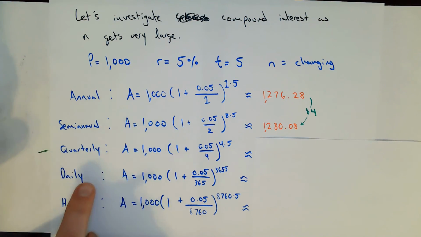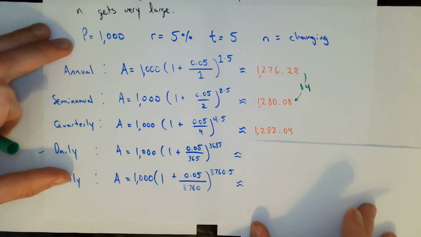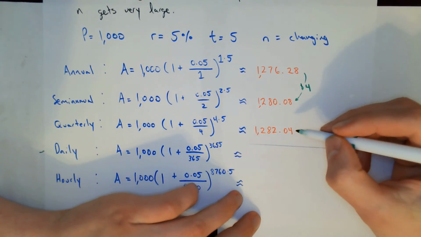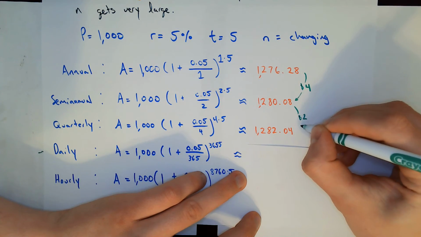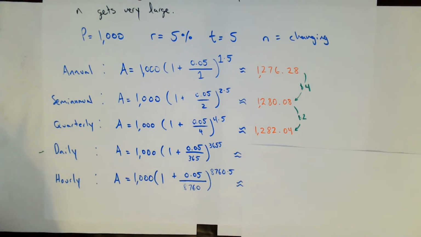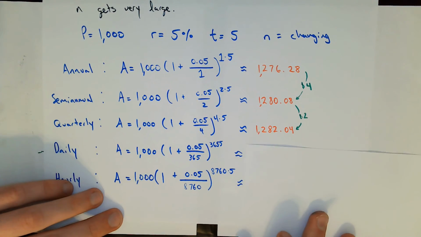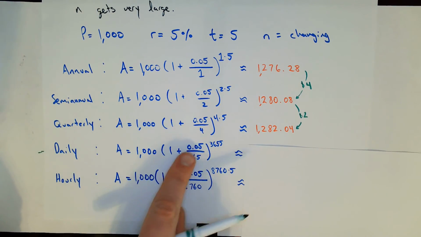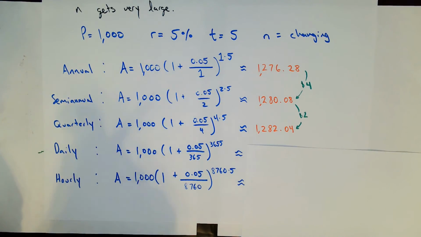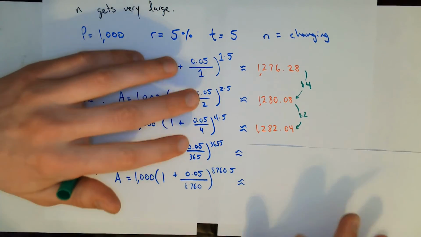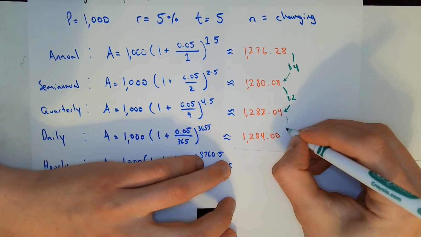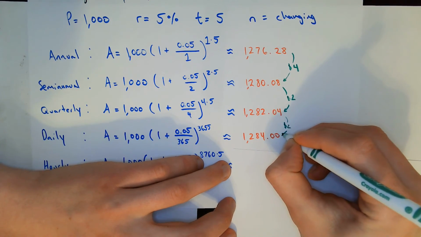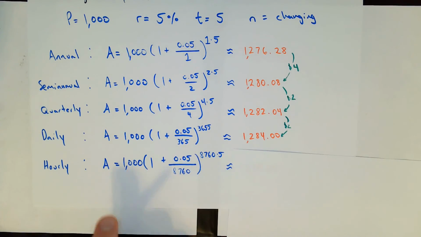Okay, what if I go from semi-annual to quarterly? Okay, 1,282. So a smaller change between those two. What if I go to daily? Now, we're jumping from quarterly, only compounding 4 times per year, to 365 times per year. We should expect a big jump here, but what happens? Again, only roughly a $2 jump.